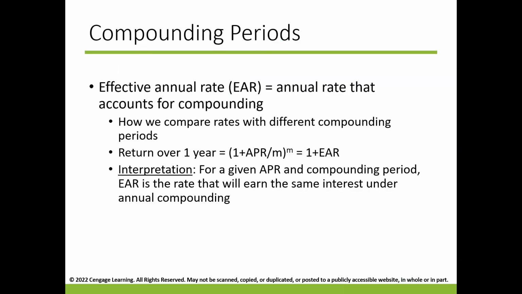With compounding periods, what we have is something called an effective annual rate, or EAR. What you're trying to do using this formula is take the APR, given the compounding period, and that will give you your apples to apples comparison. So you can compare and see exactly where we're at with the different compounding periods.